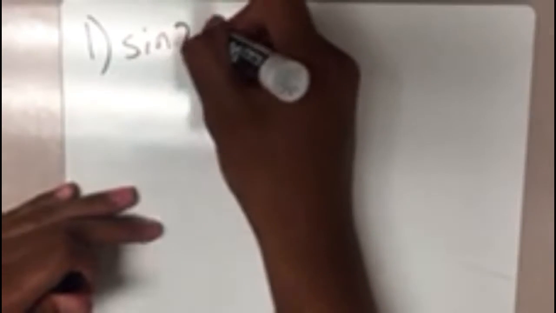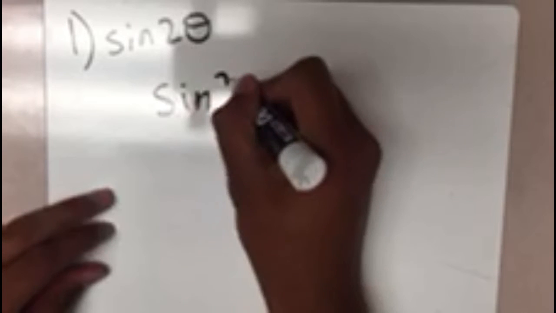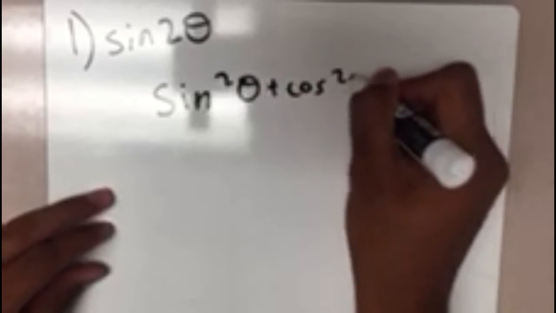So, let's say sine theta equals 2 over 3 and theta has a terminal side in the first quadrant. Find the exact value of each function. The function that we're going to do right now is sine 2 theta. First, you need to use the double angle identity for sine 2 theta. But first, we're going to have to find cosine theta. So, use the sine and cosine formula, which is sine squared theta plus cosine squared theta equals 1.